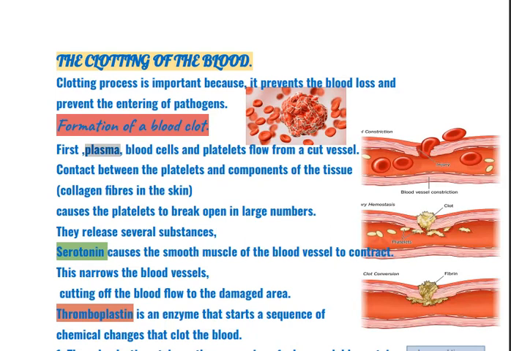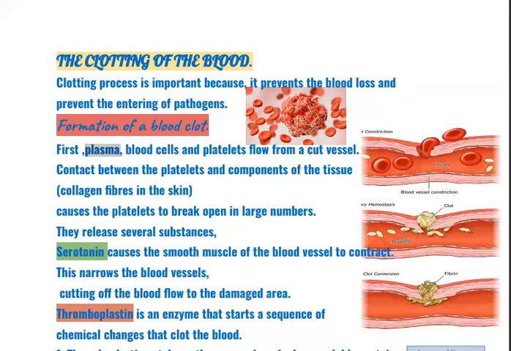First, plasma, blood cells and platelets flow from a cut vessel. Contact between the platelets and components of the tissue, collagen fibers in the skin, causes the platelets to break open in large numbers. They release several substances. Serotonin causes the smooth muscle of the blood vessel to contract. This narrows the blood vessels, cutting off the blood flow to the damaged area.